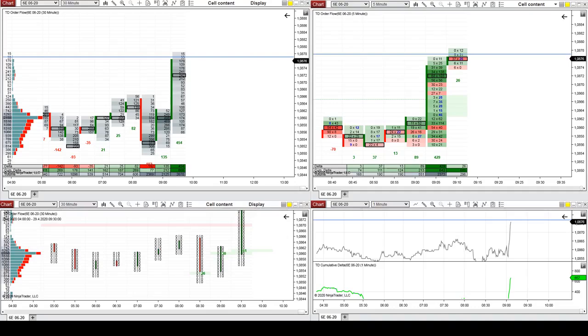Now there are some sellers entering. Alright, sellers are showing up. Not too many of them, but maybe some more will show up later. More sellers jumping in. Now, if there wasn't this resistance level, I wouldn't really consider going short.